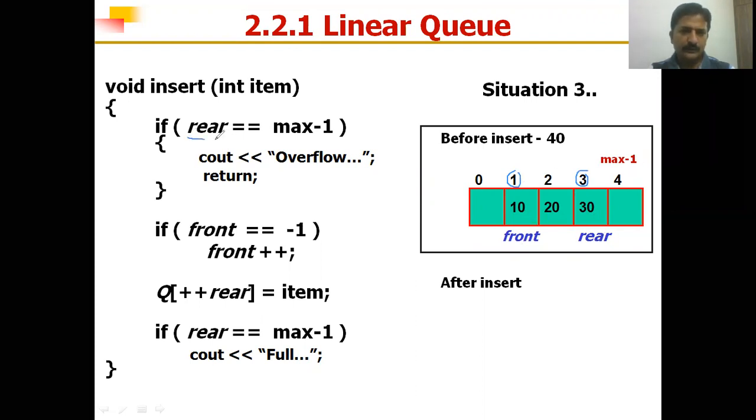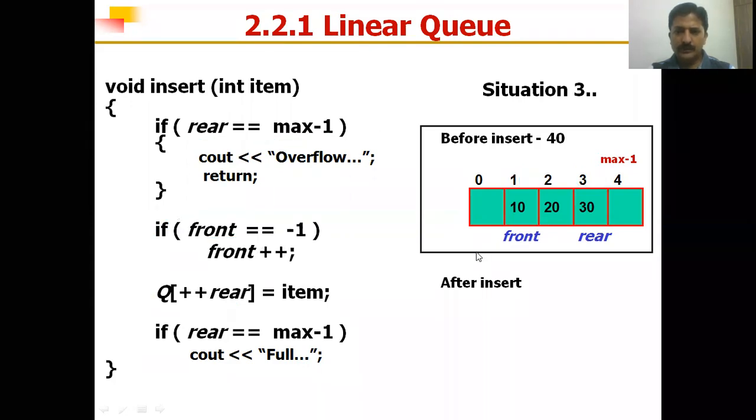So first condition it will check, is rear equal to max -1? So rear is 3, max -1 is 4, so condition is false. Then it will check this condition, is front equal to -1? So front is 1, so condition is false. So it will go and insert the element here. How to insert the element? Increment rear by 1. First rear is incremented, so rear will become 4, and this element is inserted at the index 4. So q of 4 equal to item. So this is how the element will be inserted here.